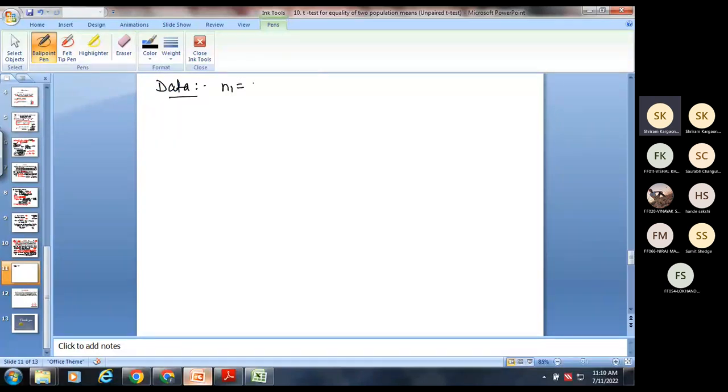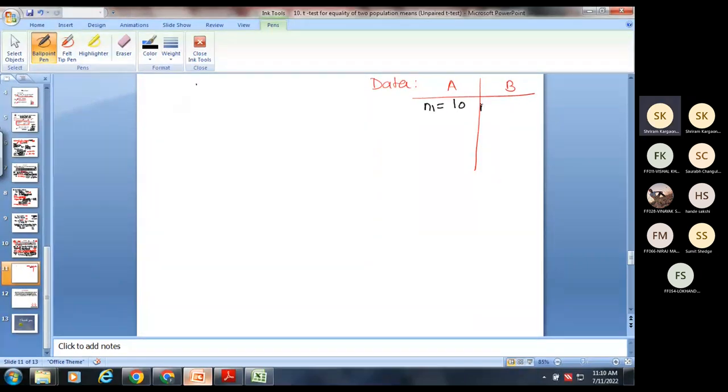Firstly, I have given the sample size. Suppose these are the bulbs from company A and B, right? I call it company A and company B for our understanding. So what is the sample size from the first company? This is 10. What is the second sample size? How many bulbs were drawn from the second sample? 17.